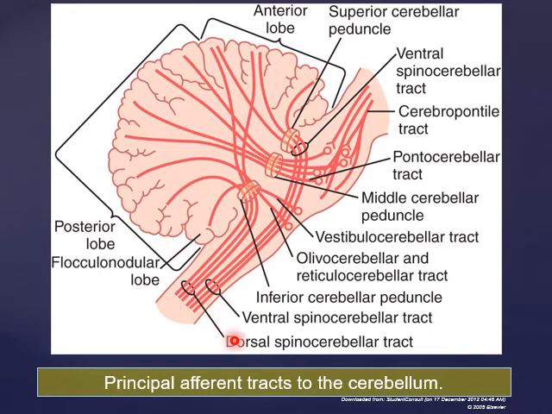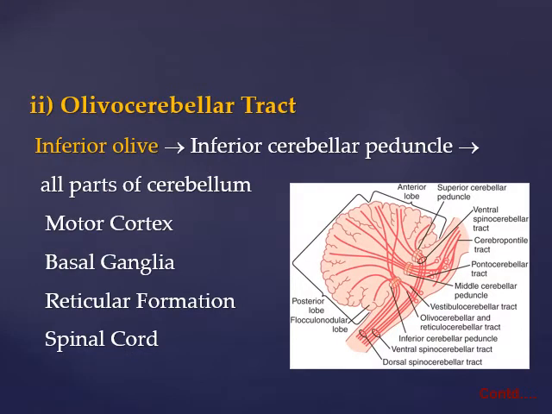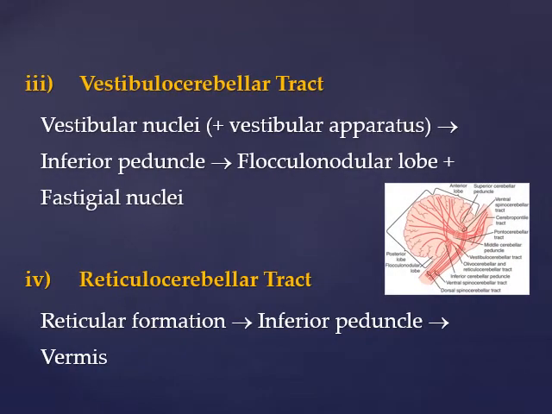The spinocerebellar tracts, which we have further divided into dorsal and ventral, we are just going to do later. The pontocerebellar, usually from the premotor cortex, goes through the middle cerebellar peduncle into the contralateral cerebellum. And then the inferior olive basically goes through the inferior cerebellar peduncle to all parts of the cerebellum. Now, that was from the other parts of the brain, right?